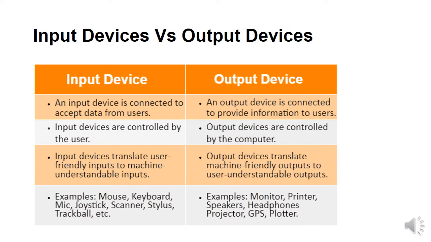Here you have examples like a mouse, which is an input device, keyboard, mic or microphone, joystick which is used to play games, scanner which is used to transform hard copy into soft copy, etc. For the output devices we have examples like monitor, printer, speakers, headphones, projectors, plotters, and so on.